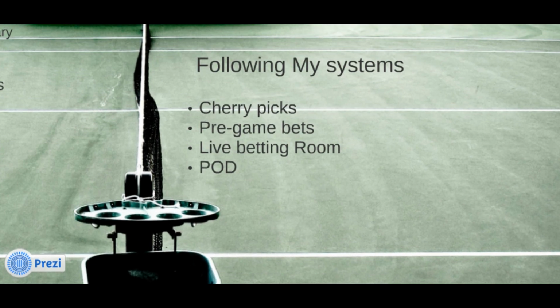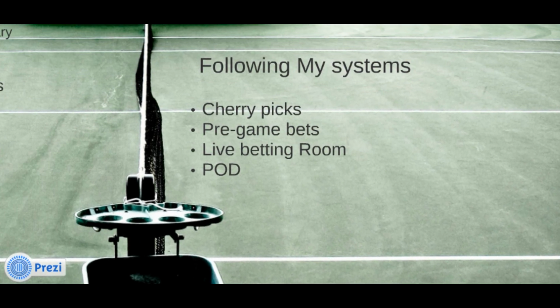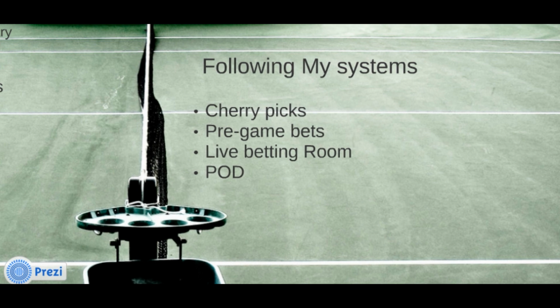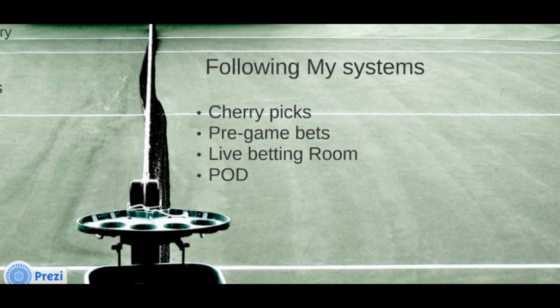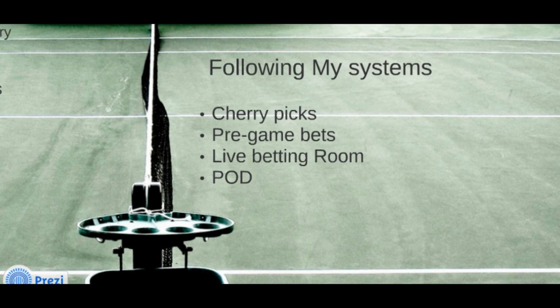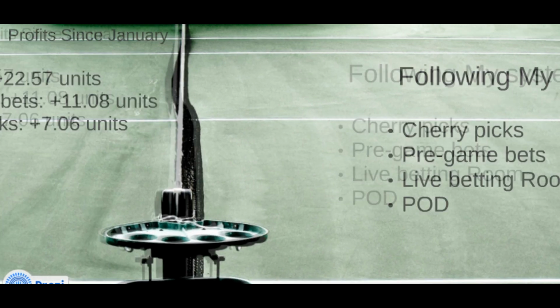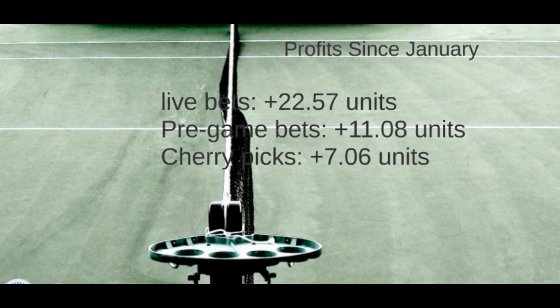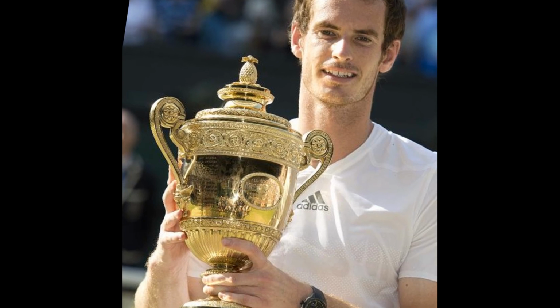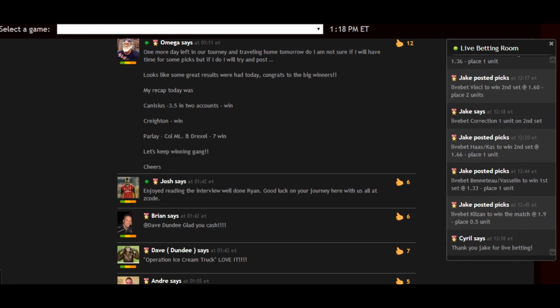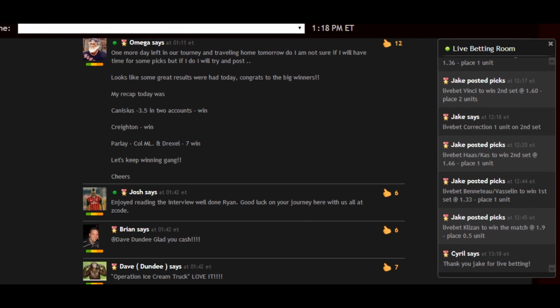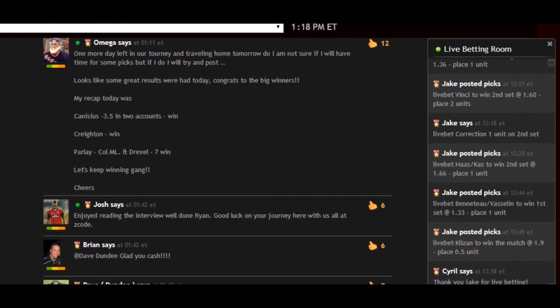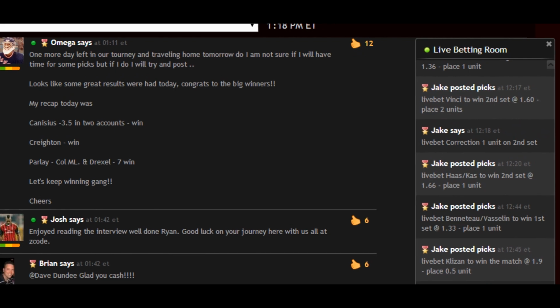Jake has 4 main systems which you can follow. Those are cherry picks, live betting, pre-game bets, as well as my play of the day. You can start following any of the systems anytime you want. You don't have to wait until the start of the season to begin following. The most profitable system is by far the live betting. You'll be informed when the sessions begin on the Zcode forums. You need an account with one of the previously mentioned bookmakers to follow the sessions. When the live session is on, you will see so-called live betting room, which is a simple window on the right side of Zcode wall. There, you'll see live bets by Jake.